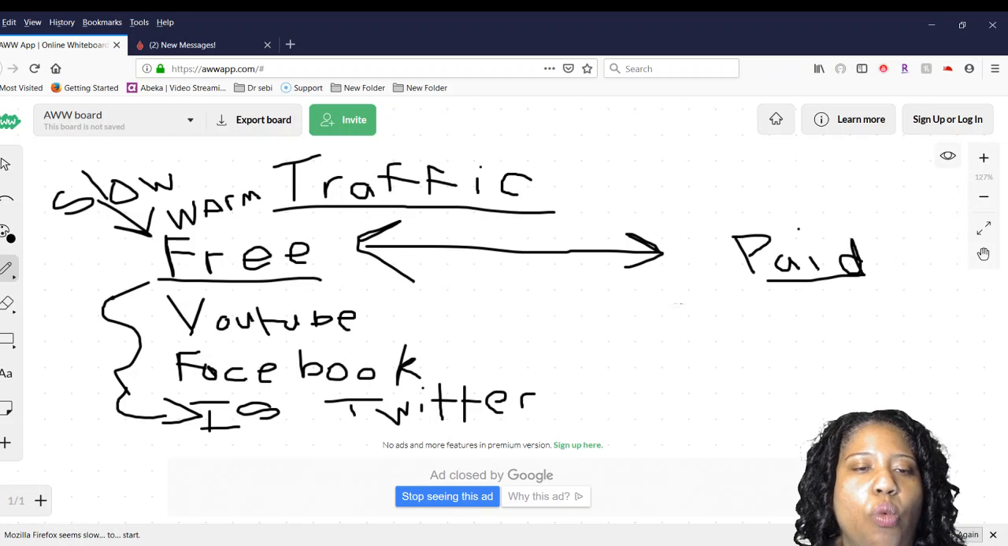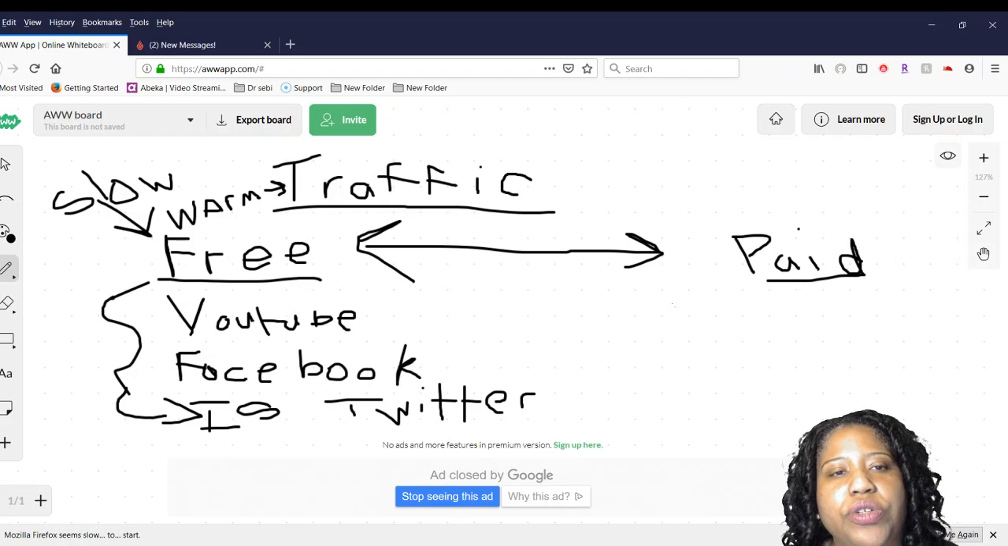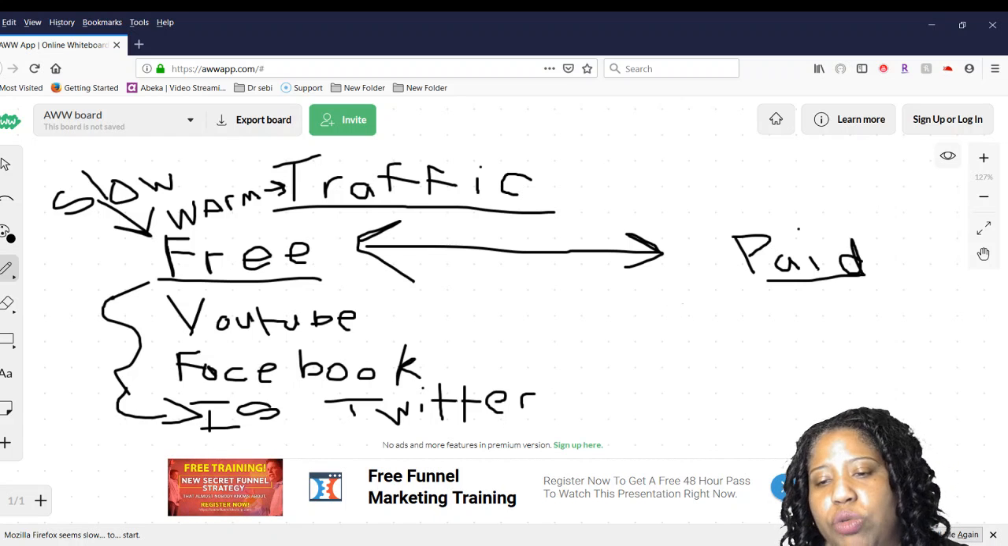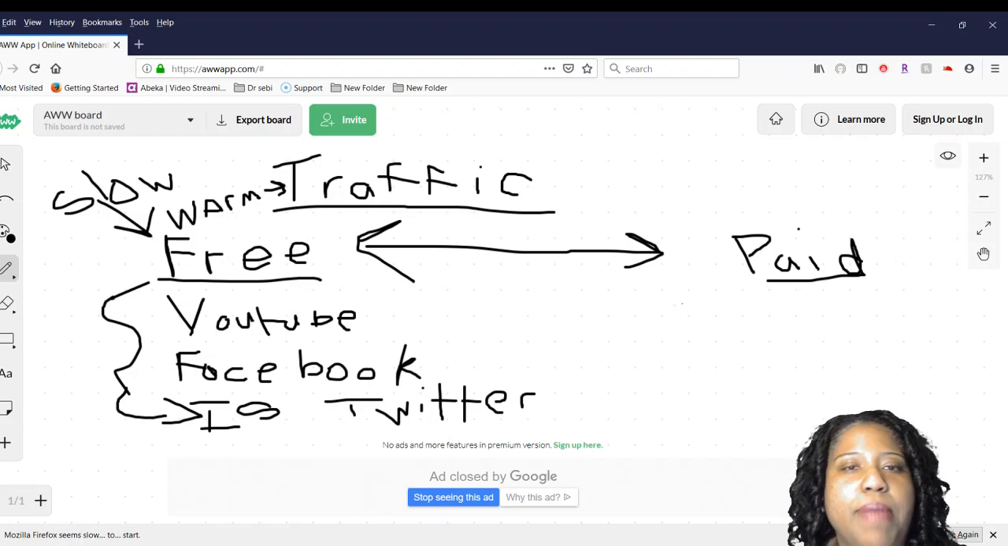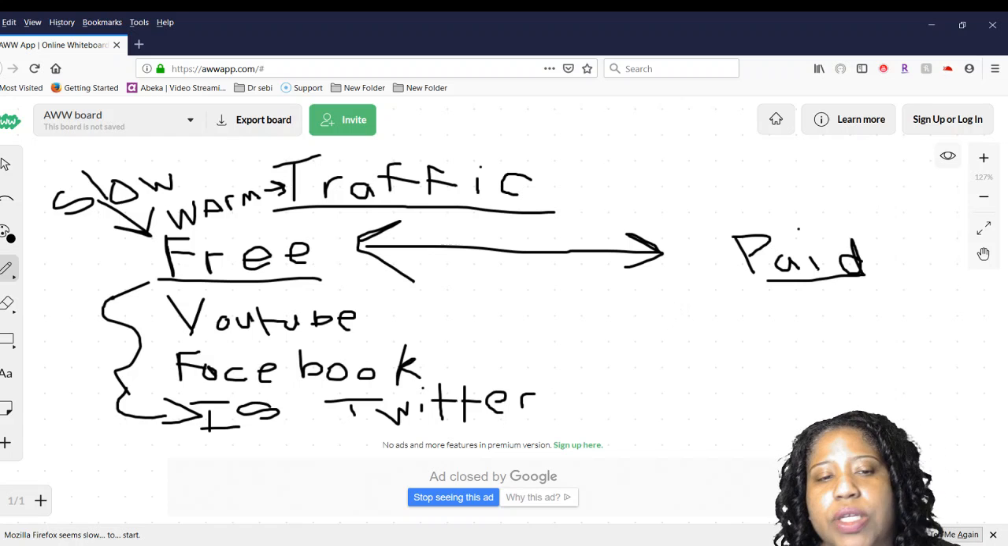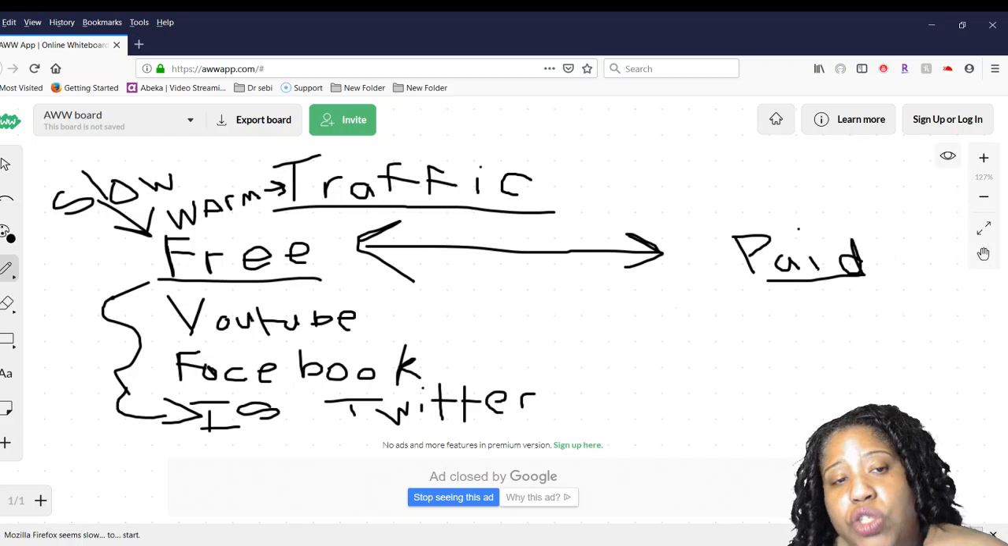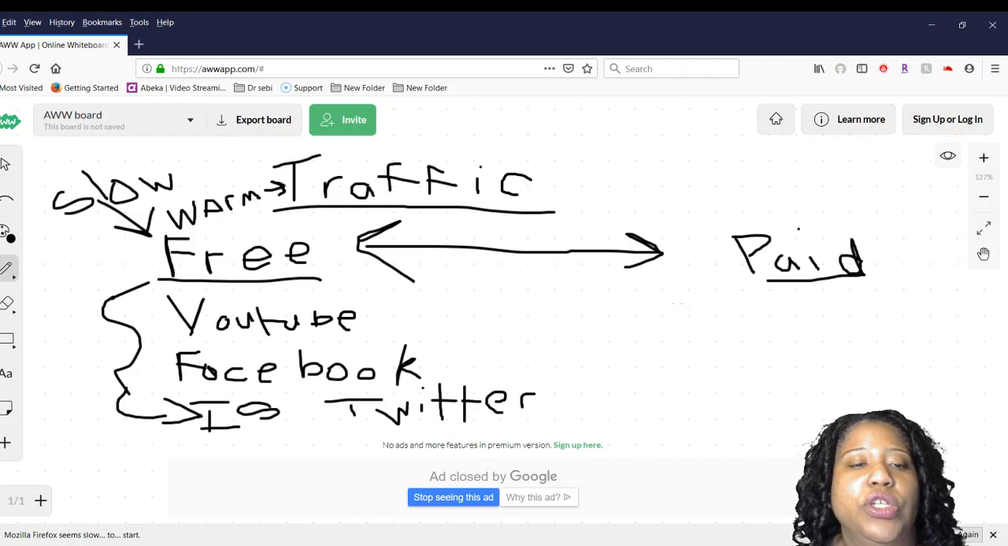What do I mean about warm traffic? What I mean is that normally when a person sees your online offer, and if they are following you or watching you on any of these social media platforms, they are going to get to a point where they may know, like, and trust you because they've watched a lot of your content. They see that you're providing value. And so a lot of times these individuals that you get traffic from, it's considered warm traffic.